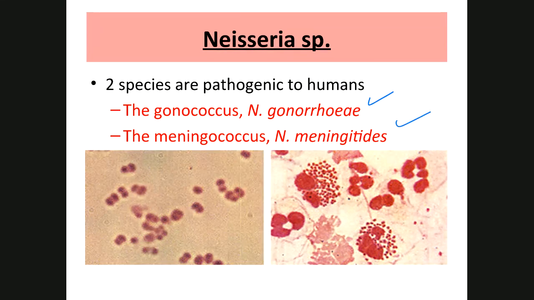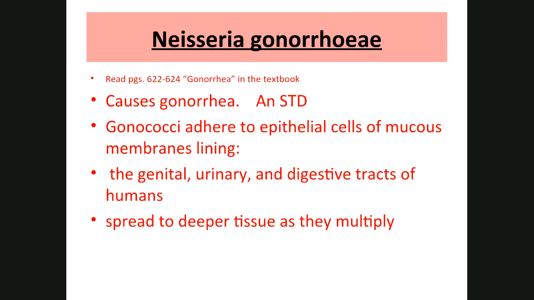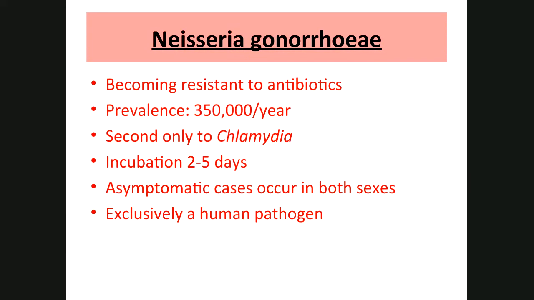So we're going to start with Neisseria gonorrhoeae, which causes gonorrhea. It's an STD, a sexually transmitted disease. The organism is very good at adhering to epithelial cells of mucous membranes, and it doesn't have to be a mucous membrane of the urogenital tract. It can be any mucous membrane. It's just that it is typically transmitted via sexual contact. The organism typically infects the genital, urinary, and digestive tract of humans, and from there it may spread into deeper tissue and multiply. The organism has become resistant to antibiotics.